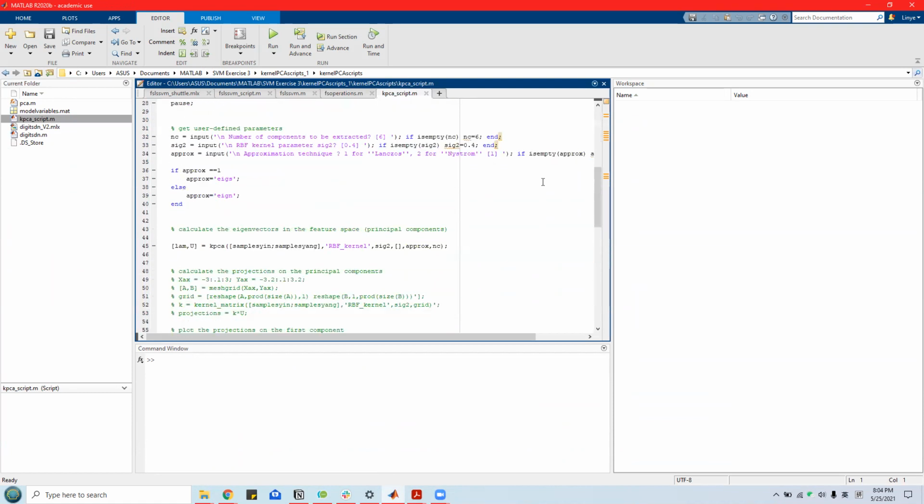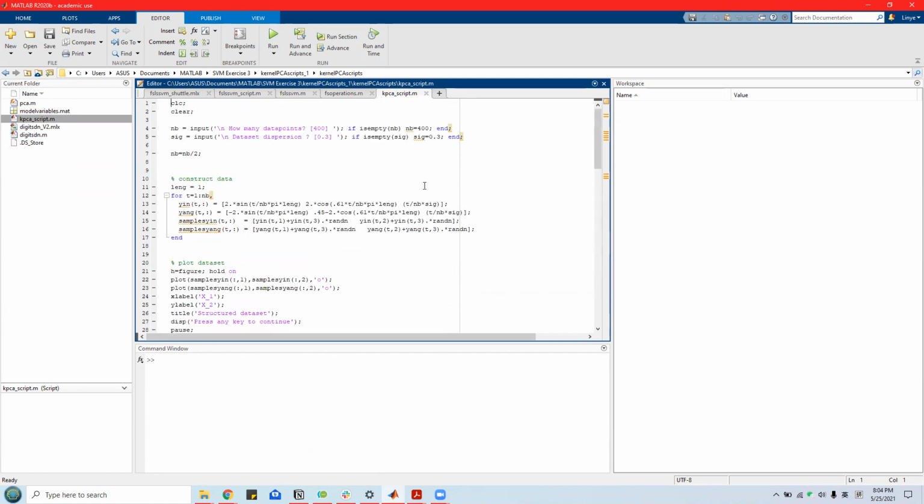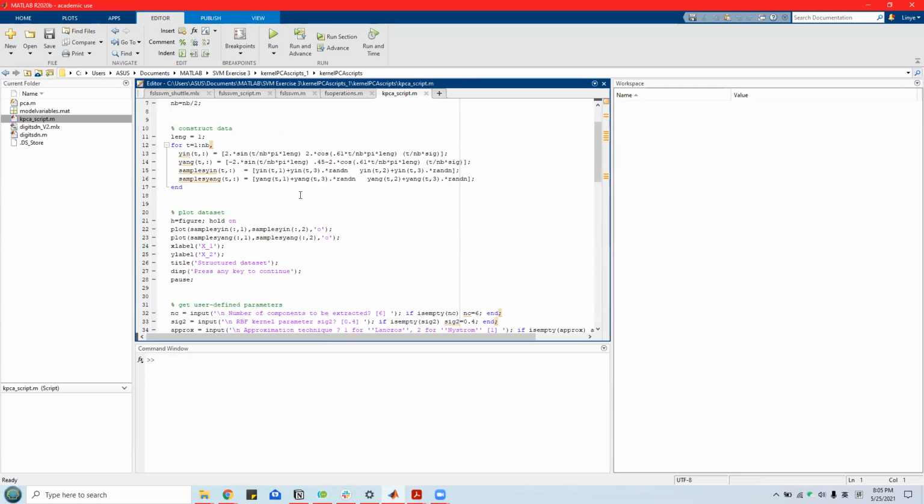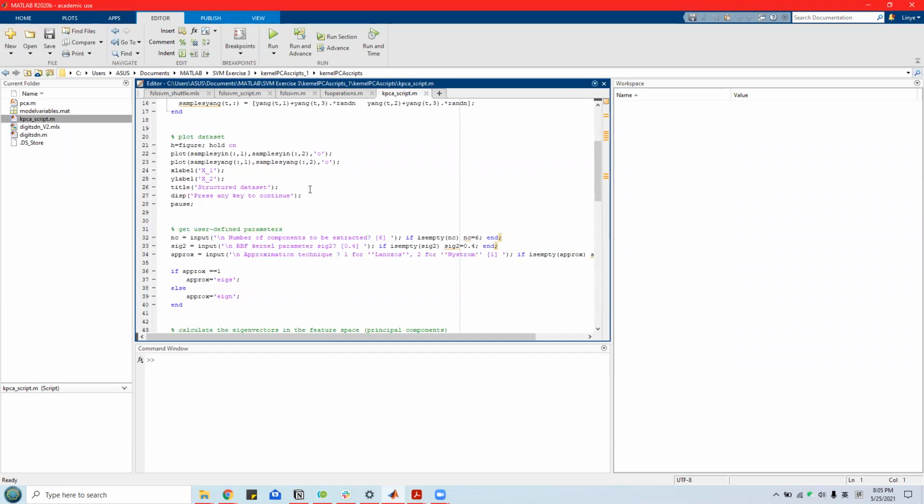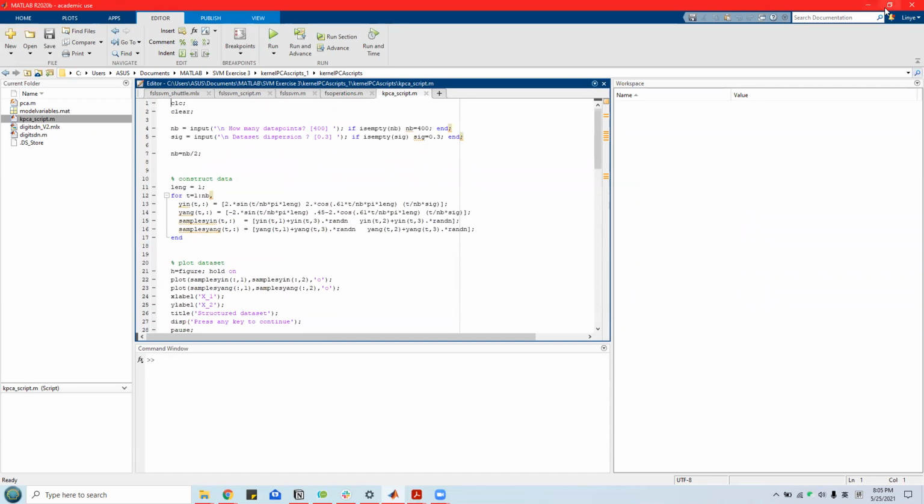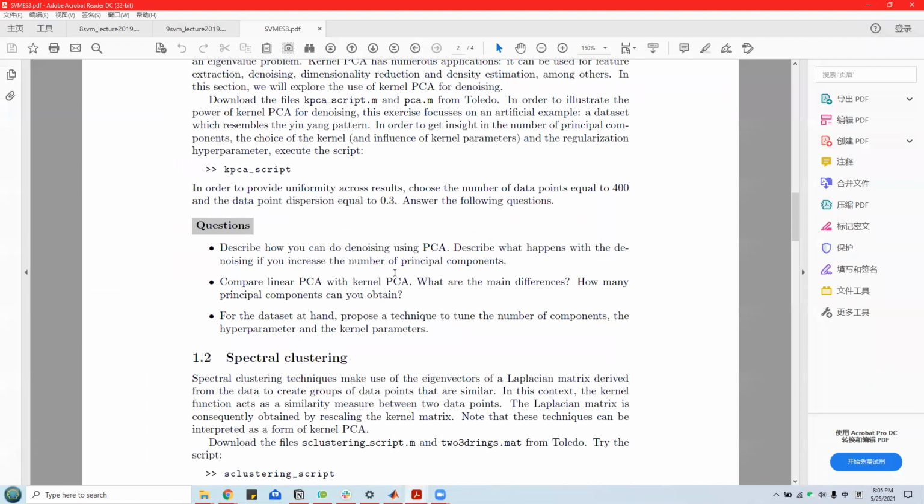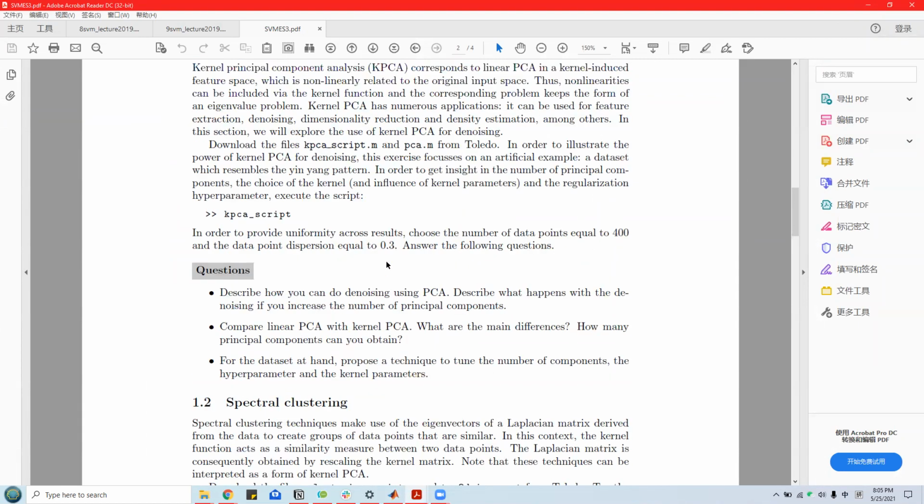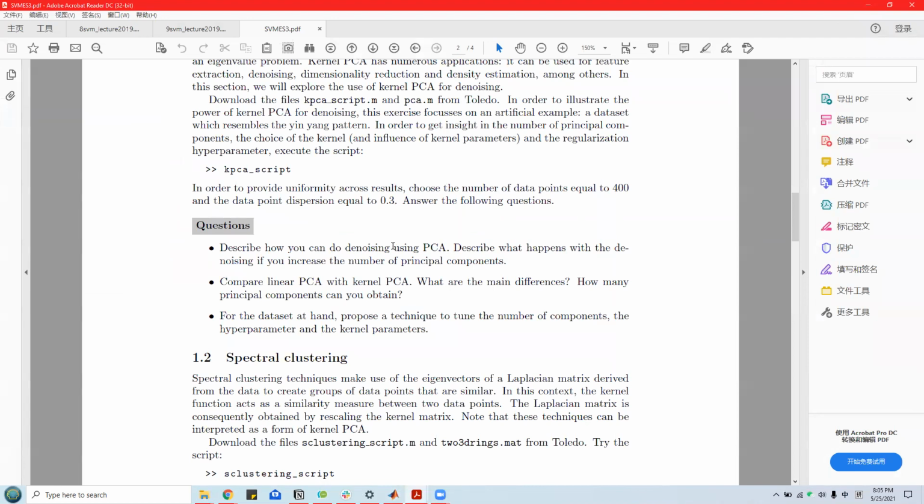Basically, you have this script where you need to decide the number of data points and the dispersion of the data set. Then you use kernel PCA to compare the linear PCA and the kernel PCA performance.